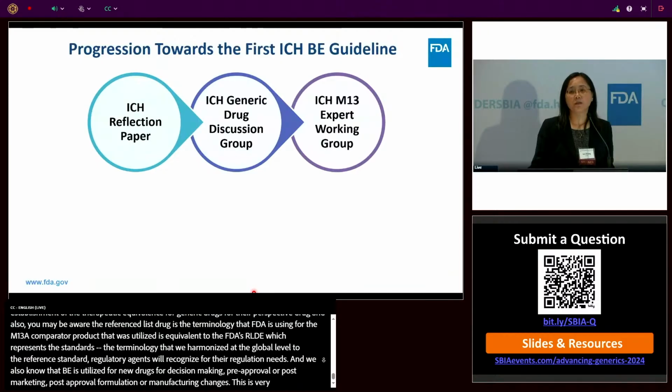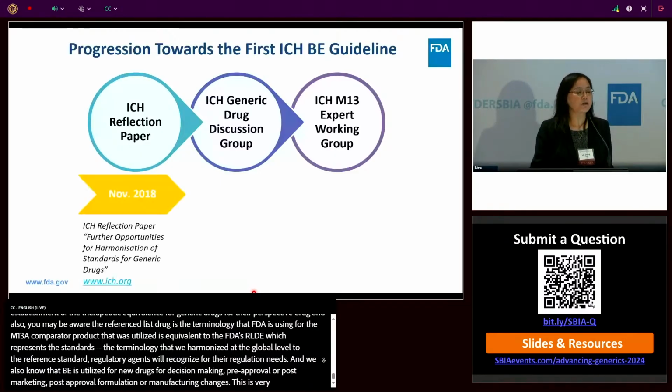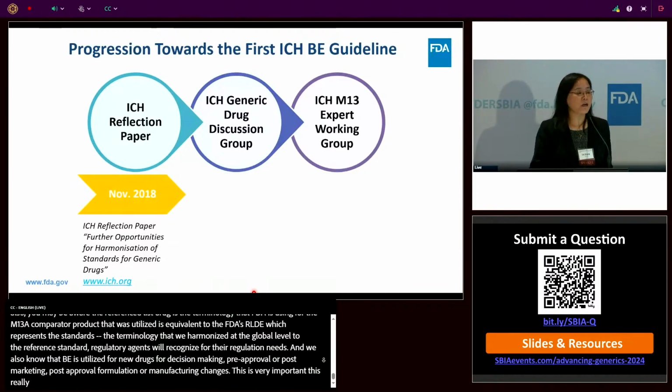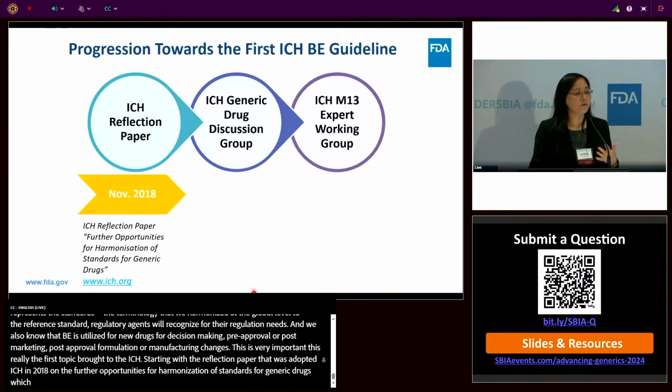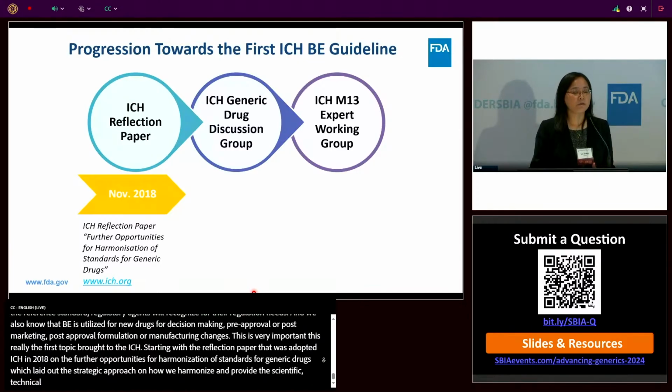However, traditionally we know at the ICH level, there's no harmonized guidance for bioequivalence or for generic drugs. So this is really the first topic brought to the ICH. Starting with the reflection paper that was adopted by ICH in 2018 on further opportunities for harmonization of standards for generic drugs, which laid out a strategic approach on how we harmonize and provide these scientific technical standards for BE, starting from simpler products to more complex products.